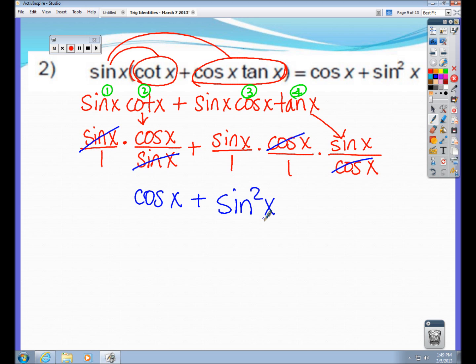Now, look at what we were trying to get for our answer. It matches, so we're finished. The work is important. Do not skip any steps.